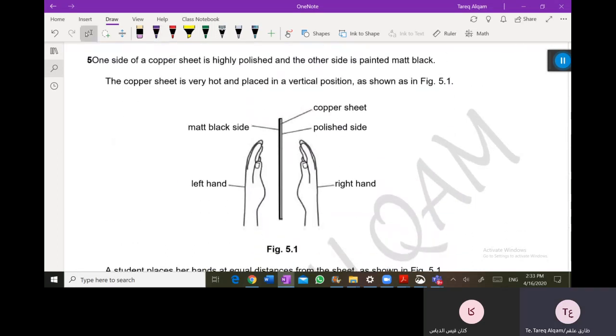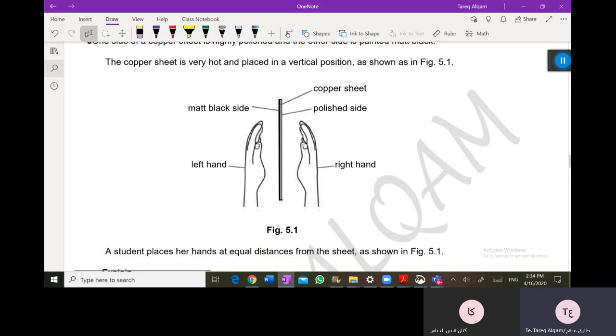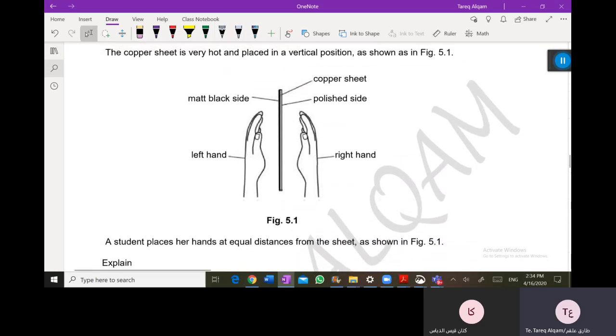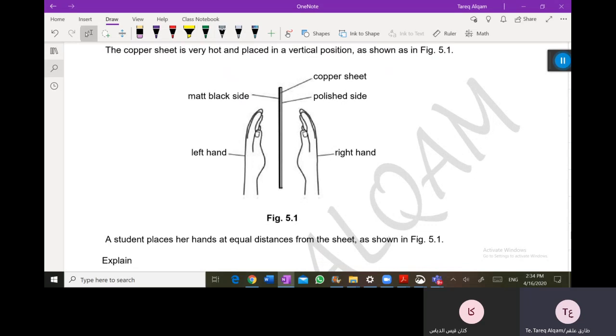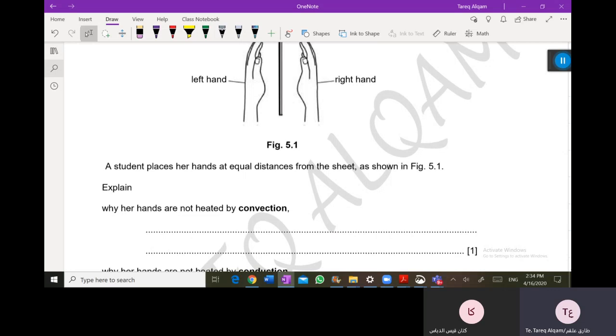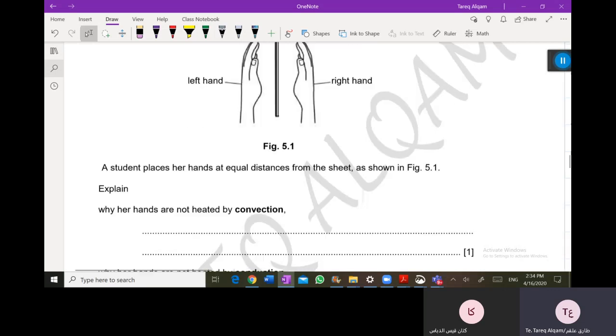Here, one side of the copper sheet is highly polished and the other side is painted matte black. The copper sheet is very hot and placed in a vertical position as shown. A student places her hands at equal distance from the sheet as shown in figure 5.1. Explain why her hands are not heated by convection.